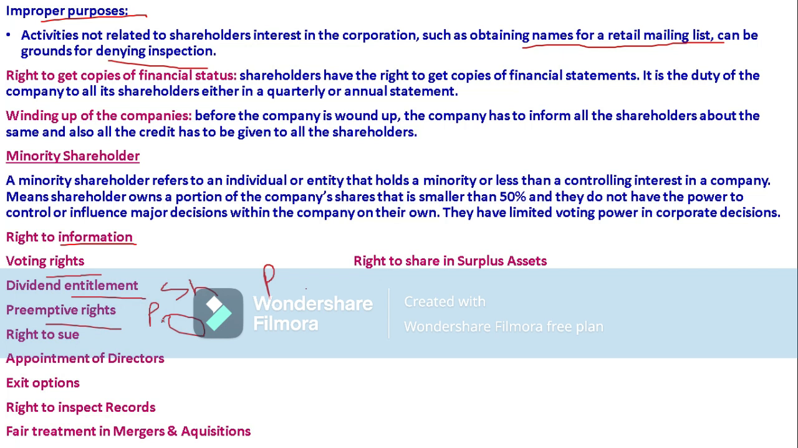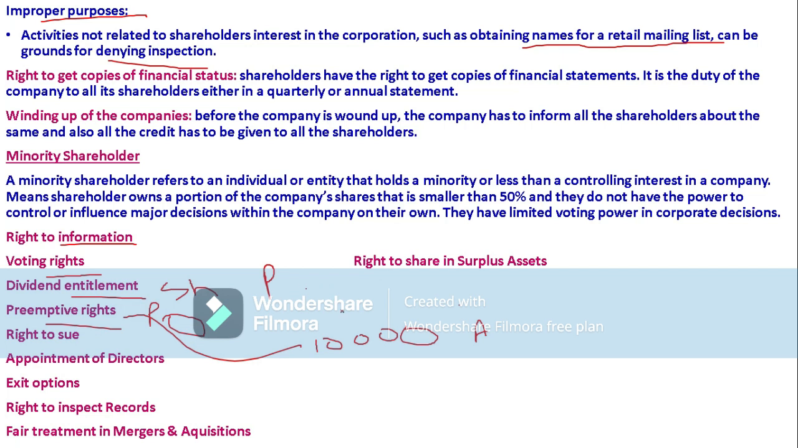So if you allow a current shareholder, for example, preemptive rights means allowing a current shareholder the opportunity to purchase additional shares before the corporation offers them to the general public. For example, if a person is already having 10,000 shares in a company, and the company is already having 1 lakh shares, in that a person is having 10,000 shares.